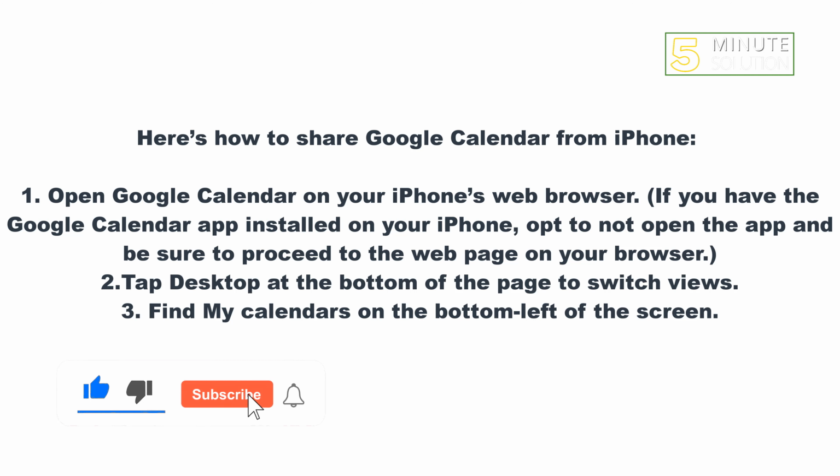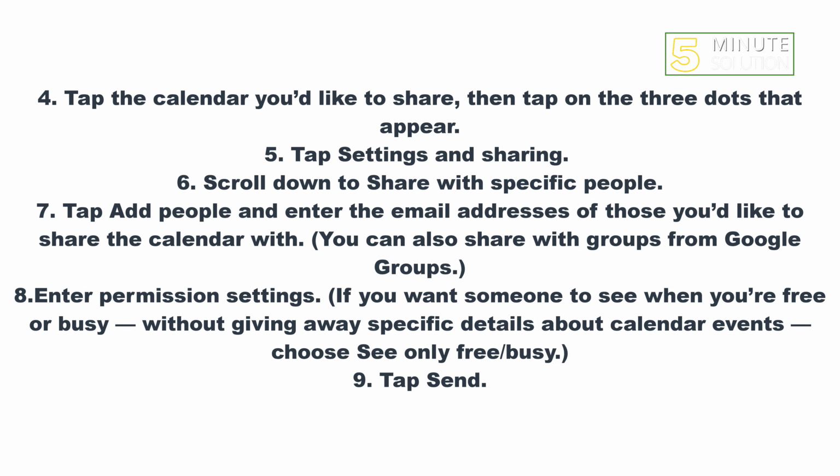Step 1. Open a browser and open Google Calendar. Then tap desktop at the bottom of the page to switch views. Step 3. Find My Calendars on the bottom left of the screen. Step 4. Tap the calendar you'd like to share.